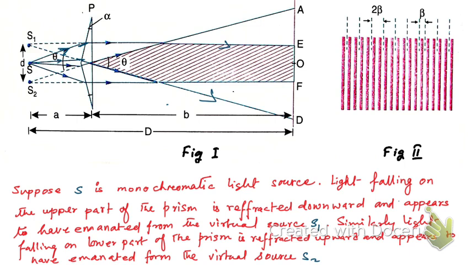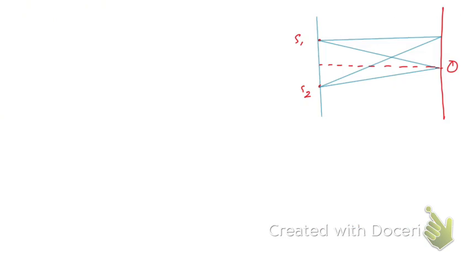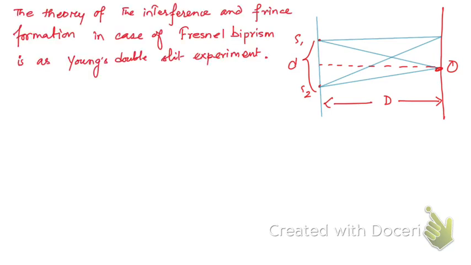So let me go to a new slide. You can compare this with Young's double slit experiment. Here O is the position of the central bright fringe, this is small d, and this distance is capital D. So we can say that the theory of interference and fringe formation in the case of Fresnel's biprism is the same as in Young's double slit experiment.